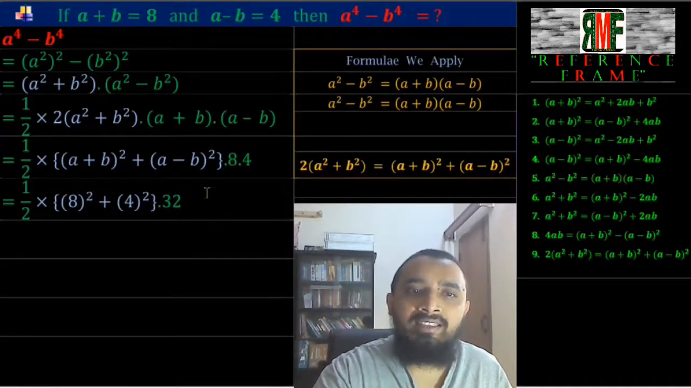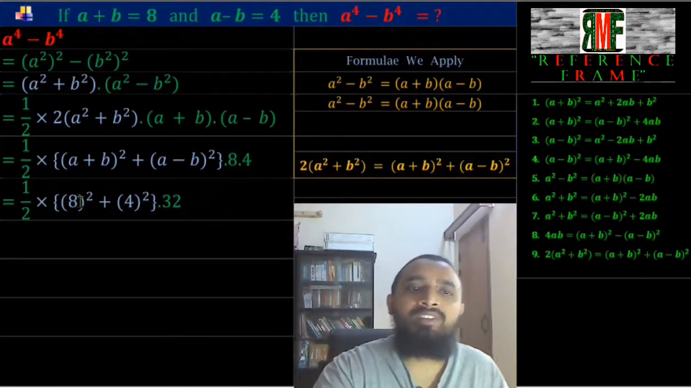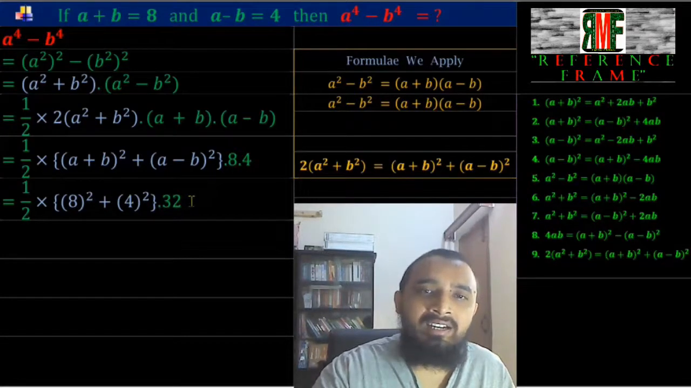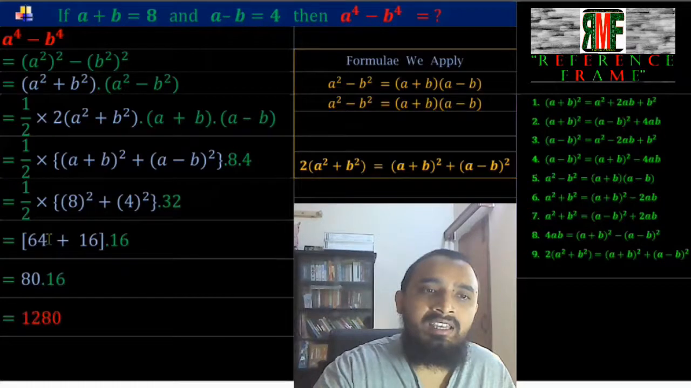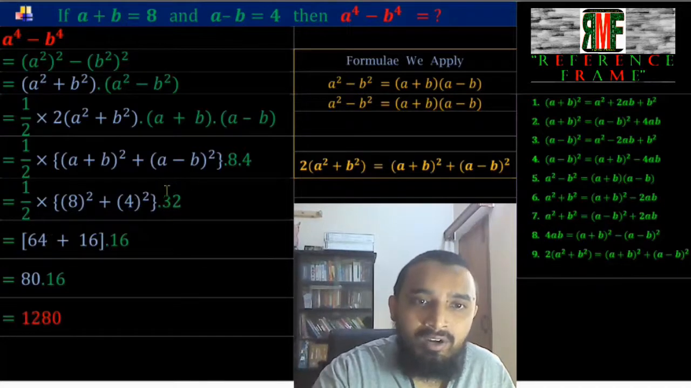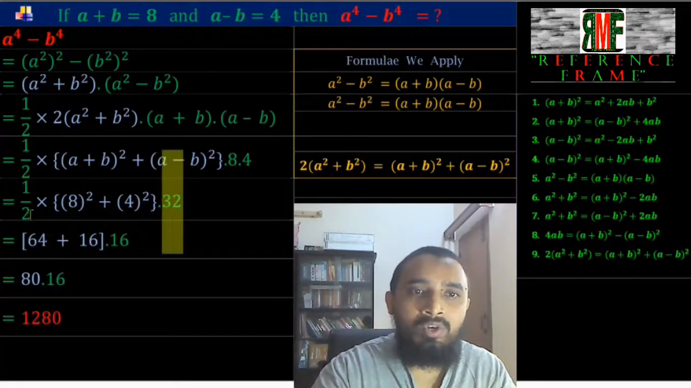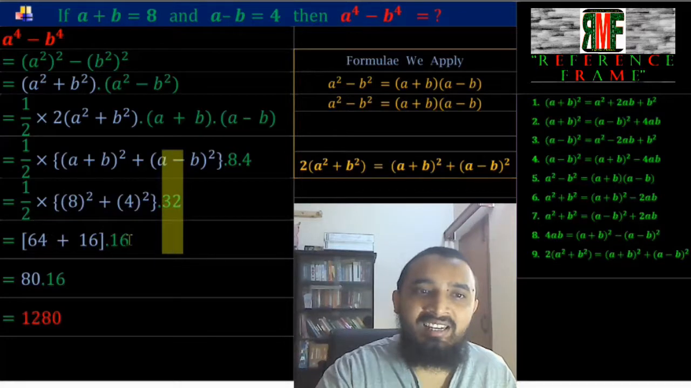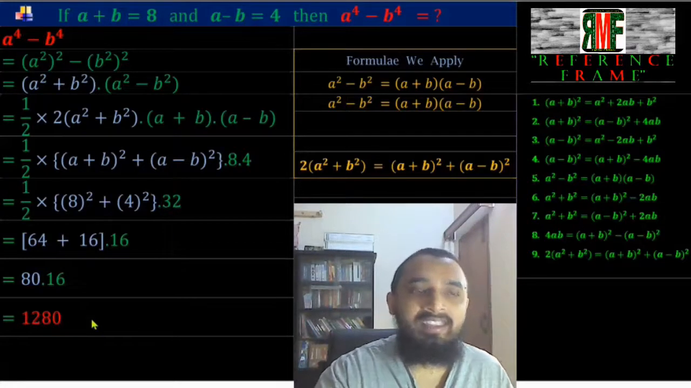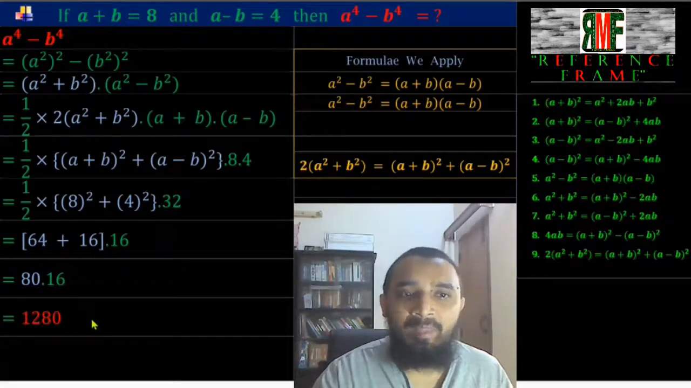So there we get, by putting down the values, half into 8 square plus 4 square into 8 4s are 32, as you can see here. 8 square which is 64 and 4 square which is 16. Let us move into the next line. For this portion, 8 square 64, 4 square 16, and look, we cut down this 32 with 2 and we get 16. So here 80 into 16, we are going to get the result 1280. 1280 is our desired result.